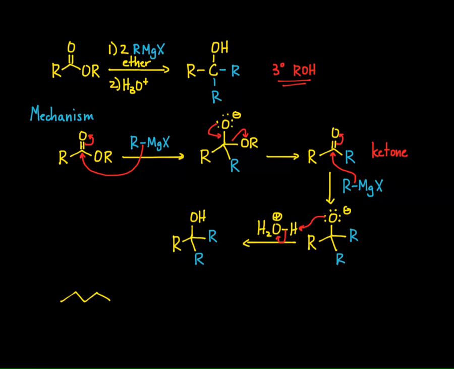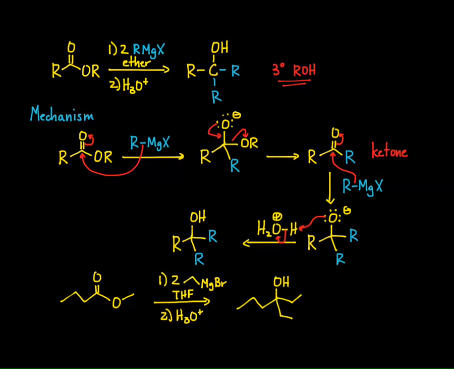So let's look at an example. Here I have a methyl ester, and I'm reacting it with 2 equivalents of ethyl magnesium bromide in THF, followed by an aqueous acidic workup. So I'm going to be adding 2 ethyl groups to the ester carbonyl group, and I'm losing the methanol in its place. Right, so the acyl group becomes an alcohol. I've added 2 ethyl groups to my product. That is my tertiary alcohol.